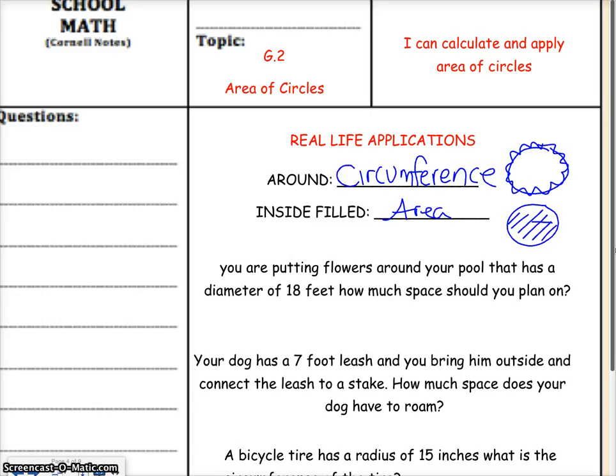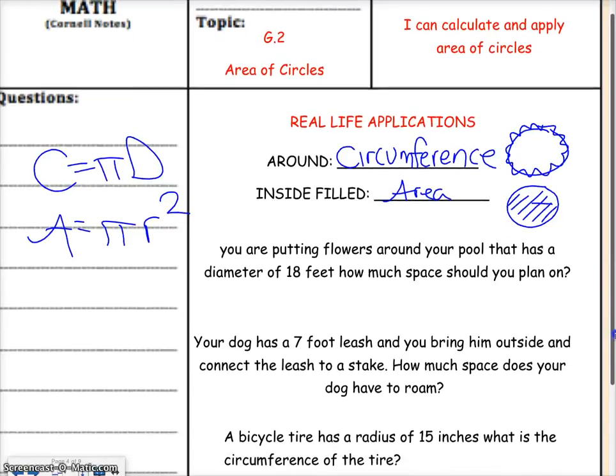You also need to remember the formulas from yesterday. Circumference is pi times diameter. Area is pi r squared. You're also going to have to remember today how to work backwards. There's some backwards ones today.